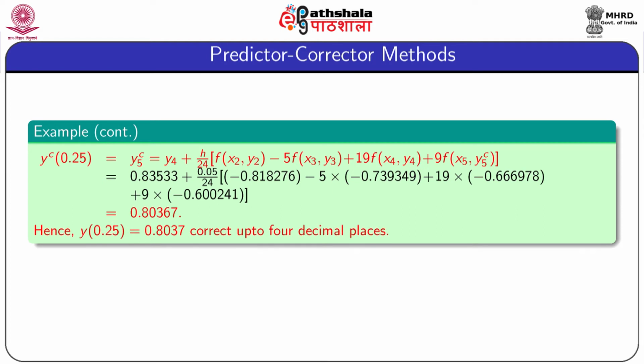Hence, the value of y at x equal to 0.25 is 0.8037, and this value is correct up to 4 decimal places. So, we have determined the value of y at x equal to 0.20 and x equal to 0.25 using the Adams-Bashforth-Moulton predictor-corrector formula.